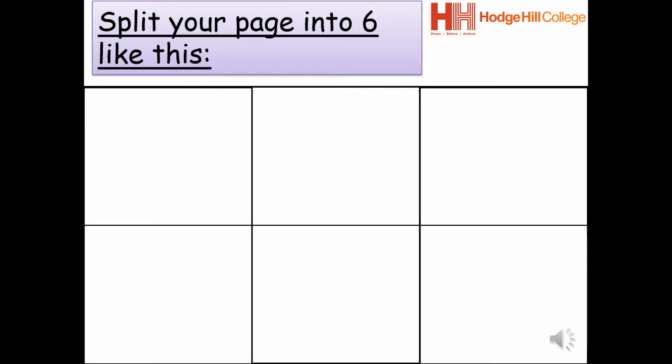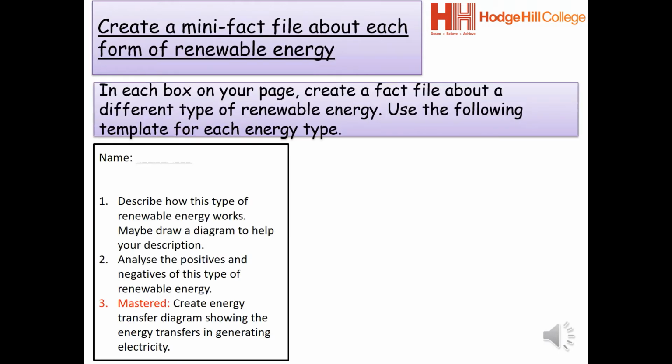You will turn your book landscape and split your page into 6, just as I have it on the slide. So turn your books to landscape mode and split your page into 6. Using this, you're going to write the name of the renewable energy, then describe how it works, talk about the positives and negatives, and then create an energy transfer diagram. So I'll show you an example.